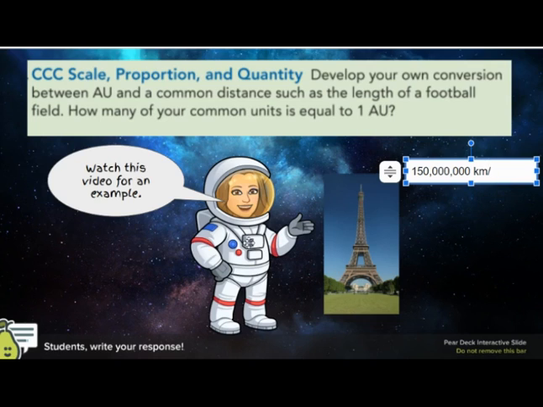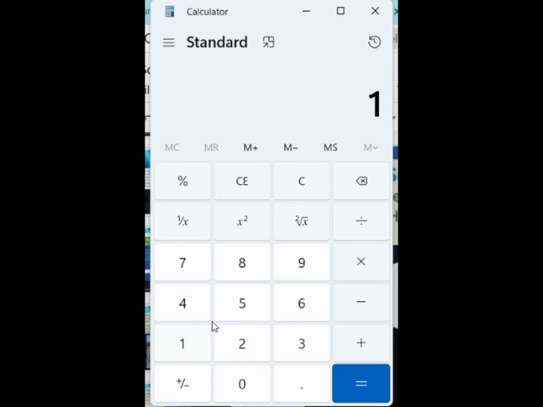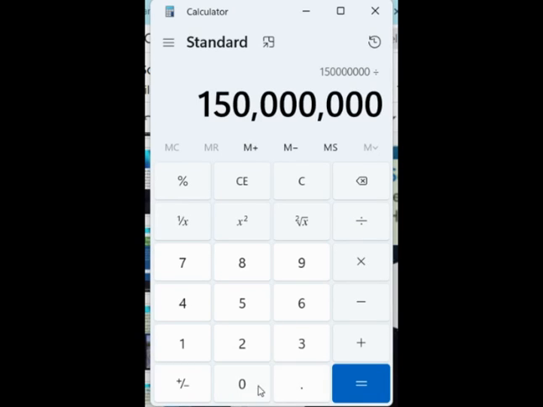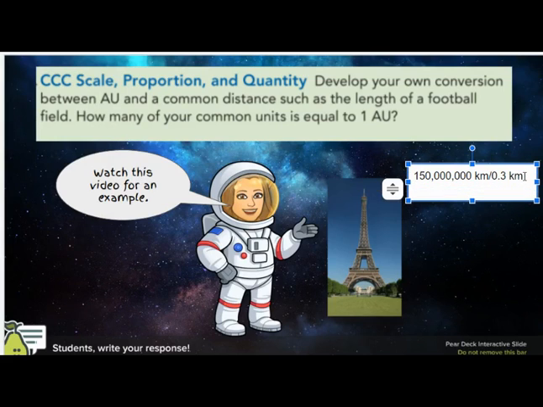And we're going to divide it by the number of Eiffel Towers. So, not number of Eiffel Towers, the distance in one. So it's 0.3 kilometers. So then let's get our calculator out. 150 million divided by 0.3 kilometers. So there's 500 million Eiffel Towers in 1 AU.